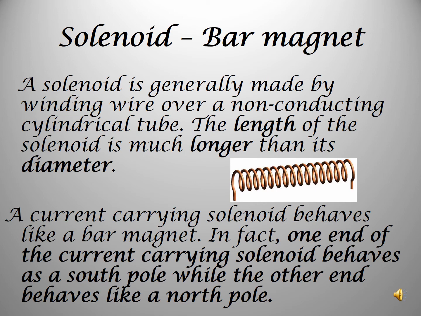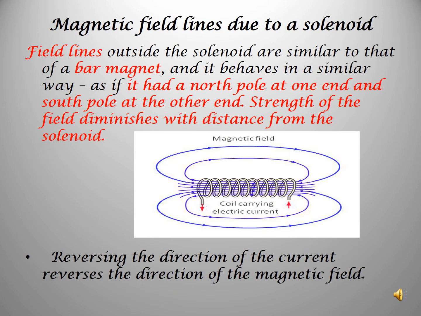A solenoid behaves like a bar magnet. A solenoid is generally made by winding wire over a non-conducting cylindrical tube. The length of the solenoid is much longer than its diameter. The current carrying solenoid behaves like a bar magnet. In fact, one end of the current carrying solenoid behaves as south pole, while the other end behaves like a north pole.